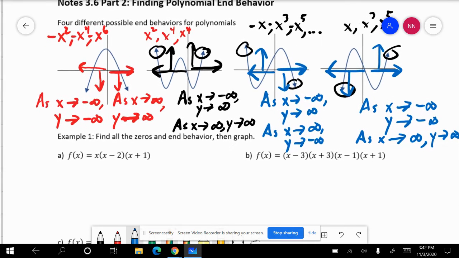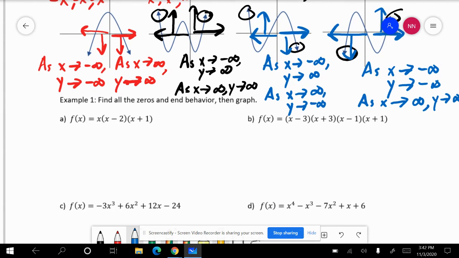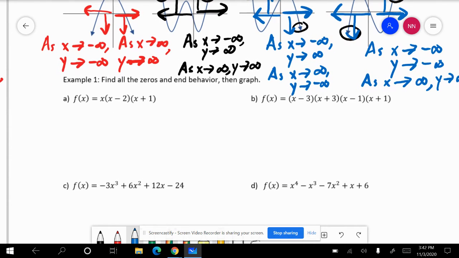Now what we're going to do is look at the end behavior of these. The zeros are pretty easy with A and B. If you just quickly look at it, it's whatever gives us a zero. So the goal with this one isn't really finding the zeros, even on letter B. We could find the zeros really quickly. It's whatever gives the binomial a zero. That's not our goal. Our goal is to mostly focus on the end behavior and then graph it.